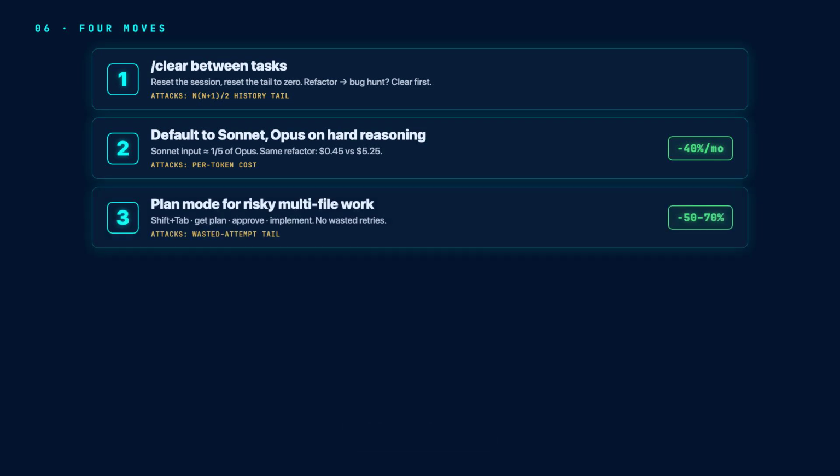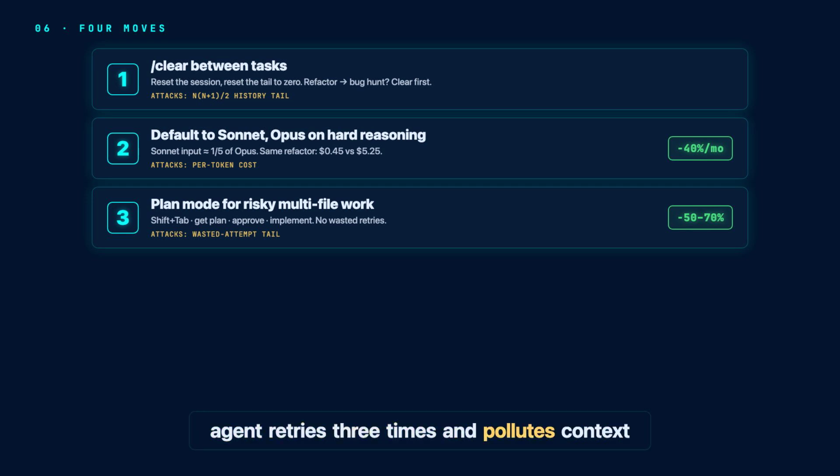Move 3. Plan mode before risky multi-file work. Shift tab, get the plan, approve it, then implement. You pay a little more upfront. You avoid the expensive failure mode where the agent retries 3 times and pollutes context with every wrong attempt.